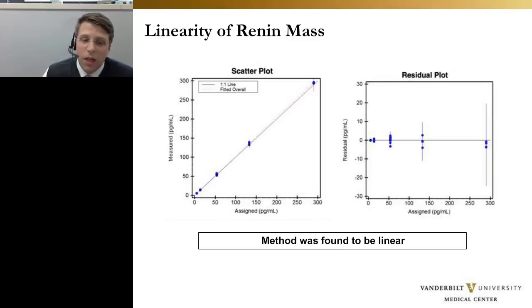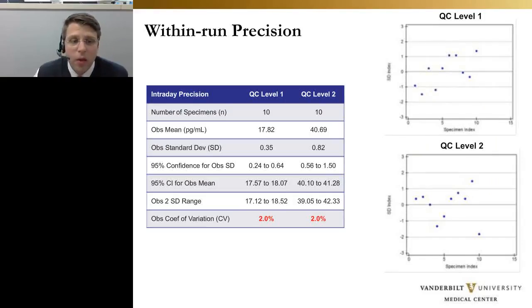From there, let's take a quick look at the within-run precision. So here we see two levels of quality control were used on 10 subsequent analytical runs to determine the mean, standard deviation, and coefficient of variation for each level. The precision of the Renin-Mass assay method was determined to meet acceptable criteria by our in-house criteria. Again, let's quickly move on to an important topic and talk about the stability of Renin-Mass.